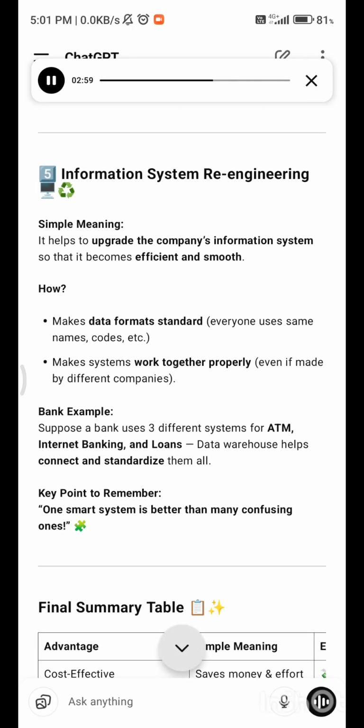5. Information system reengineering. Simple meaning, it helps to upgrade the company's information system so that it becomes efficient and smooth. How? It makes data formats standard. Everyone uses the same names, codes, etc. It makes systems work together properly, even if made by different companies. Bank example: suppose a bank uses 3 different systems for ATM, internet banking, and loans. A data warehouse helps connect and standardize them all. Key point to remember: one smart system is better than many confusing ones.